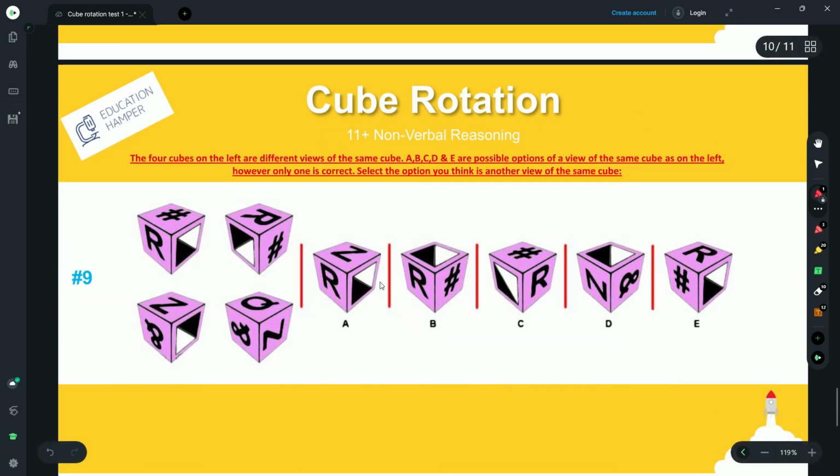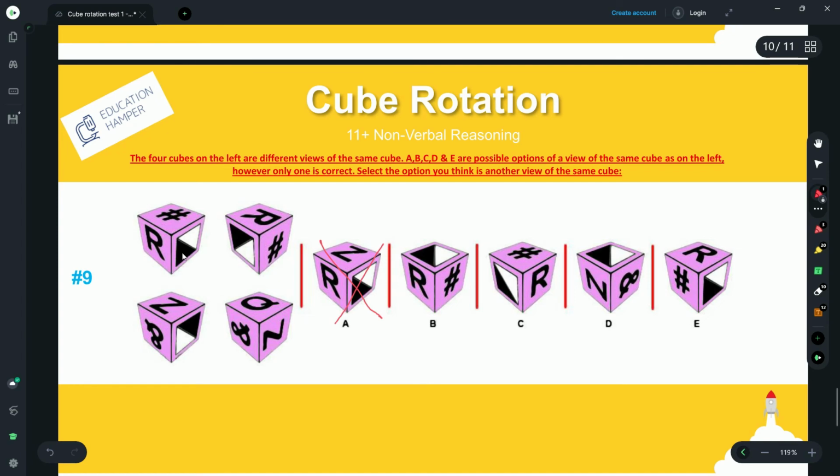Question 9. Let's take a look at this one. First square here, we have Z or N, but I'll call it Z for now. R and a square with a diagonal in it. Let's see if we can find something with all of those letters in there. We don't see Z and R together in any of these. So remove that one.